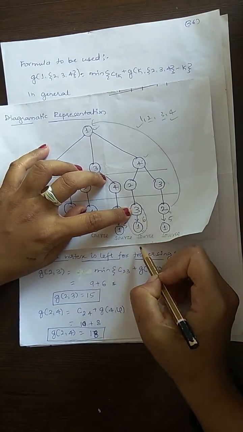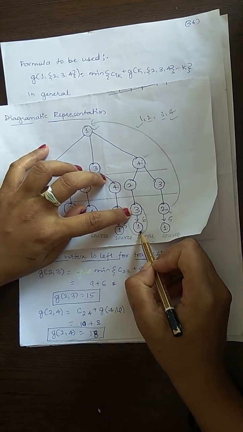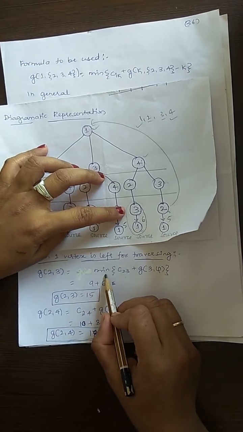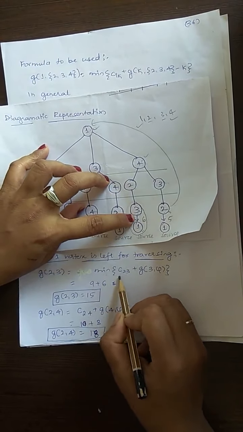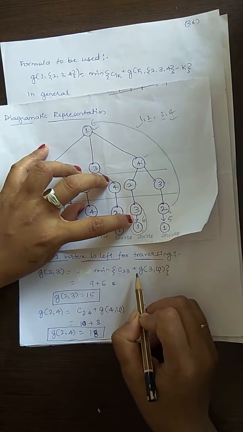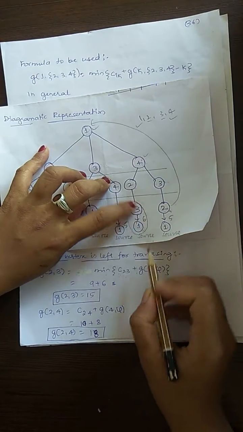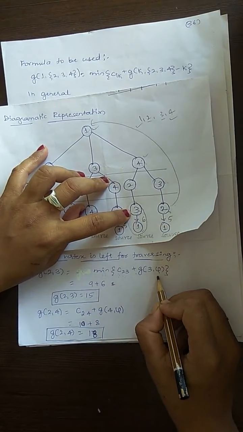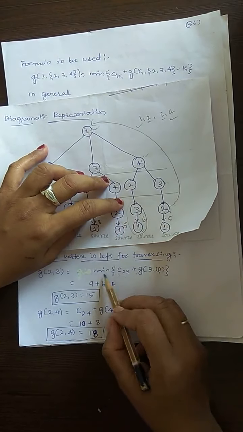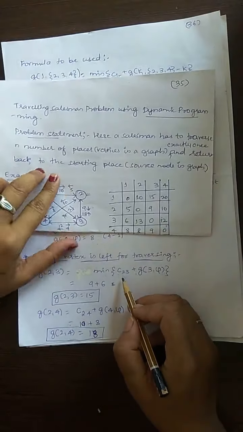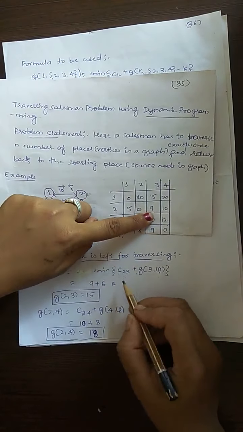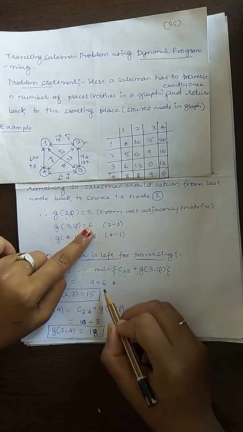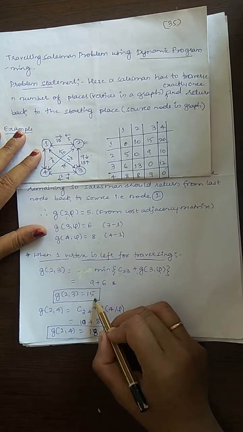From 3 to the next node, and the next node here is the source node. So that is the minimum of C of 2 to 3 plus the cost of this last remaining vertex. C of 2 to 3 is how much? 9, and G of 3 comma 5 is 6 here. So 9 plus 6, 15.